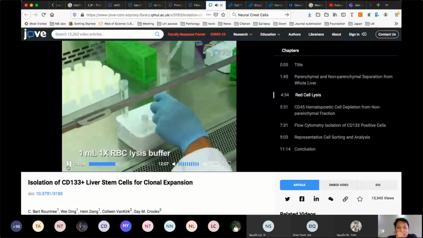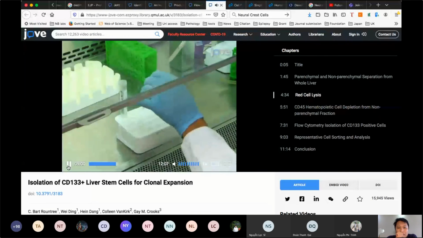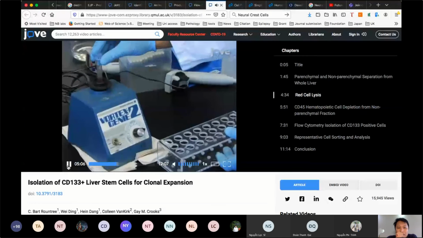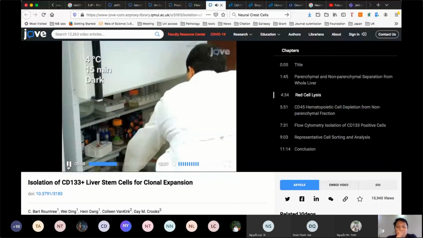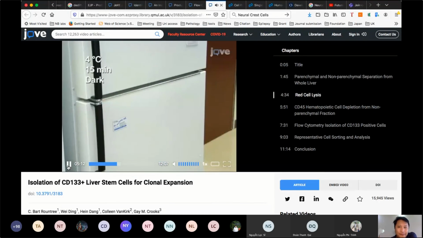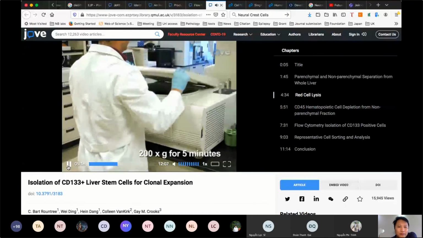Resuspend the non-parenchymal pellet from the step above in 1 milliliter of 1x diluted red blood cell lysis buffer and transfer it to a 5 milliliter tube. Cap the tube and gently vortex it for 5 seconds. Incubate for 15 minutes at 4 degrees Celsius, protected from light. After 15 minutes have passed, centrifuge the tube at 200 times G for 5 minutes.